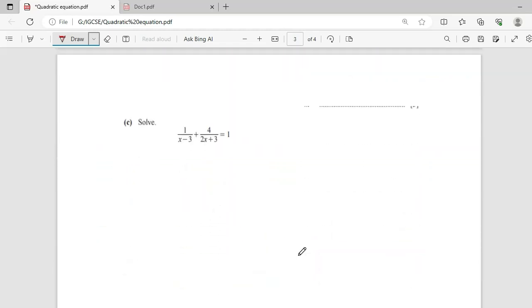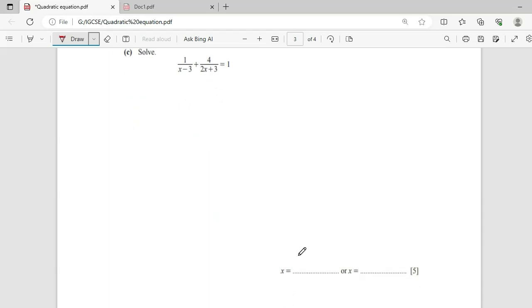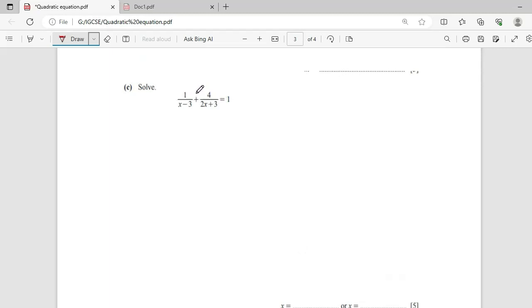Okay, now there is another question. This is not in the standard form, right? So first of all, we need to think about how we can convert it into the standard form. Okay, so if we see x minus 3 and 2x plus 3 with an addition sign, these two have no common factor.